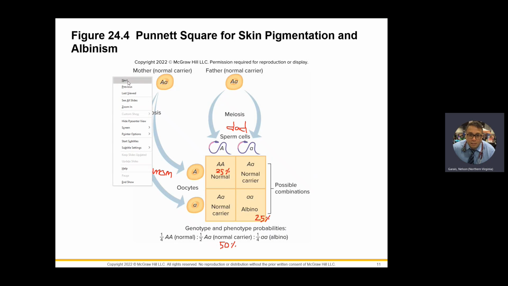So that is an example of Mendelian genetics and a Punnett square.